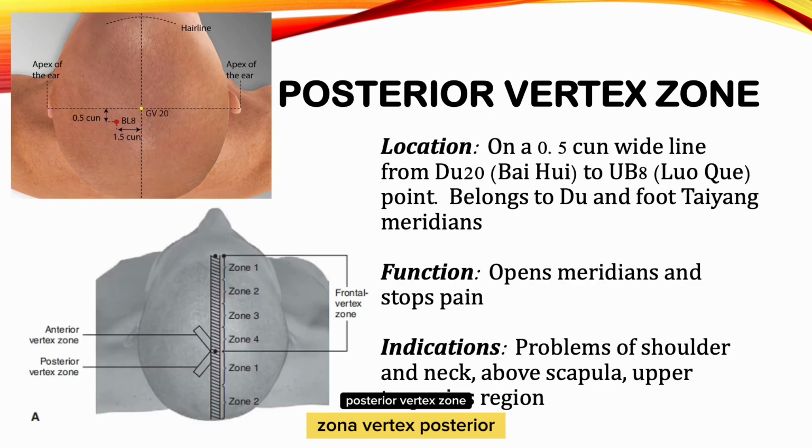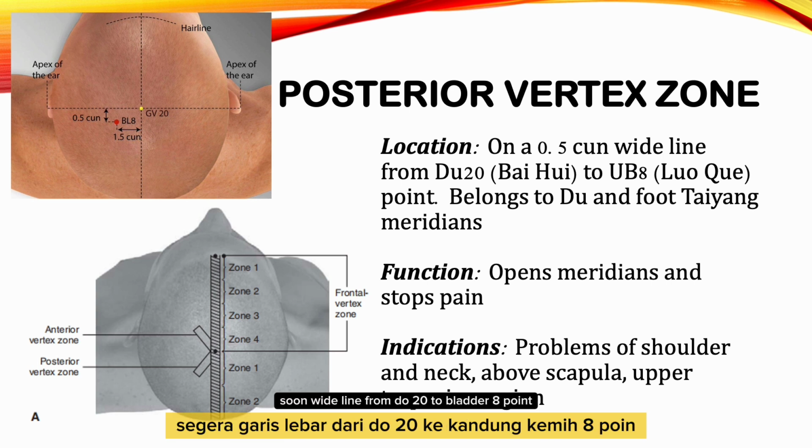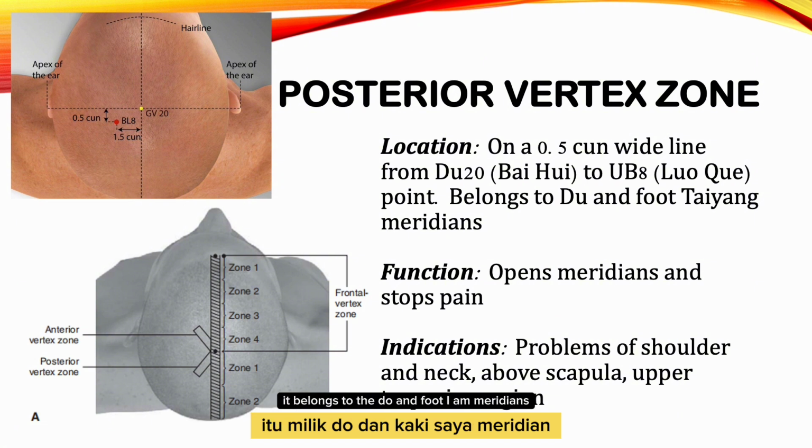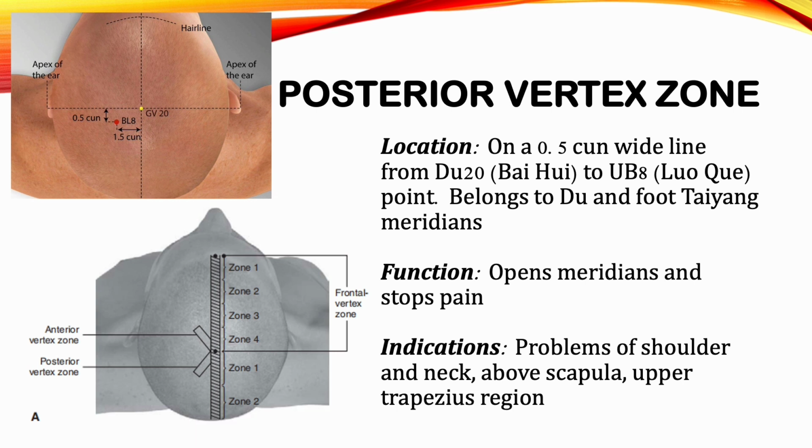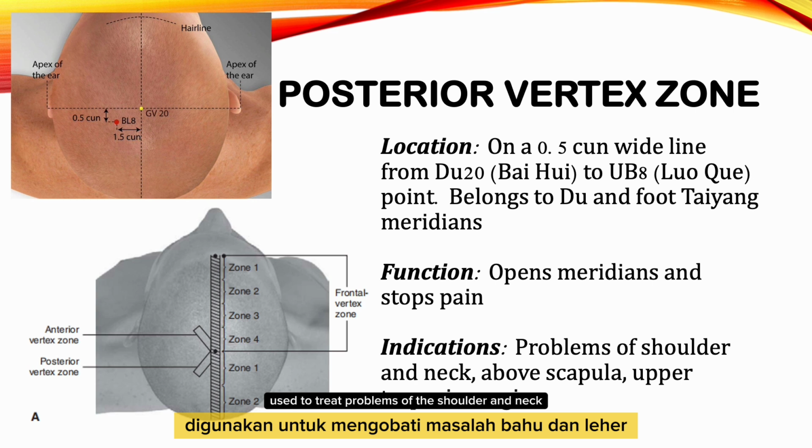Posterior vertex zone. This zone is located on a 0.5 cun wide line from Du-20 to Bladder 8. It belongs to the Du and Foot Taiyang meridians. Opens the meridians and stops pain. Used to treat problems of the shoulder and neck, above the scapula, and the upper trapezius region.